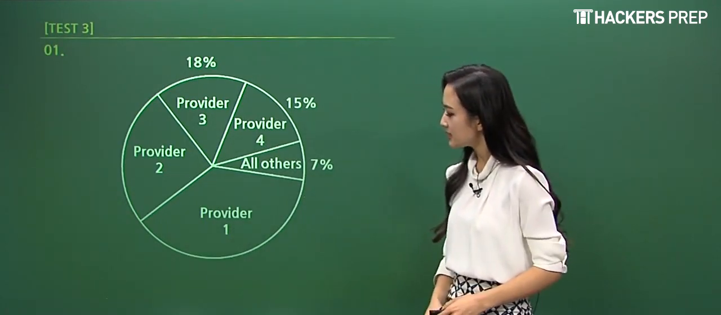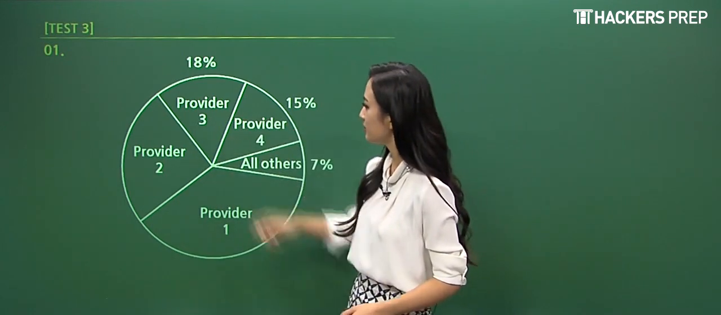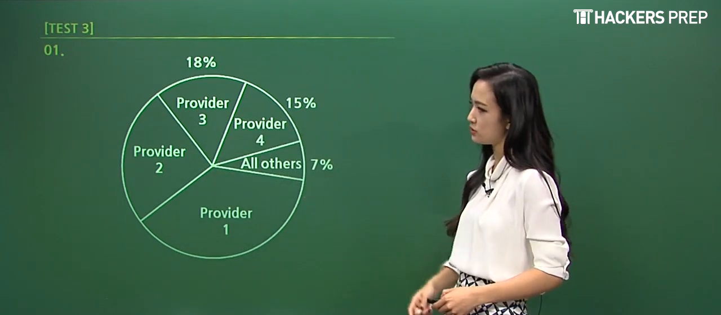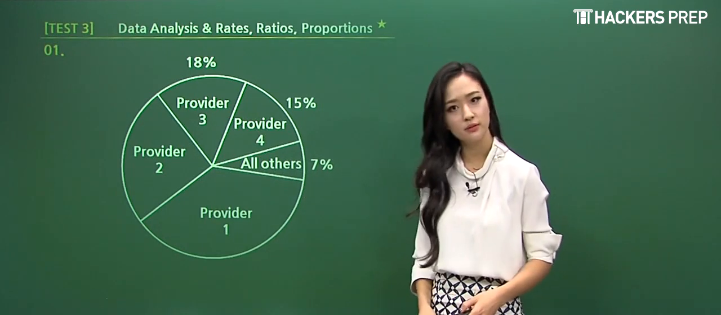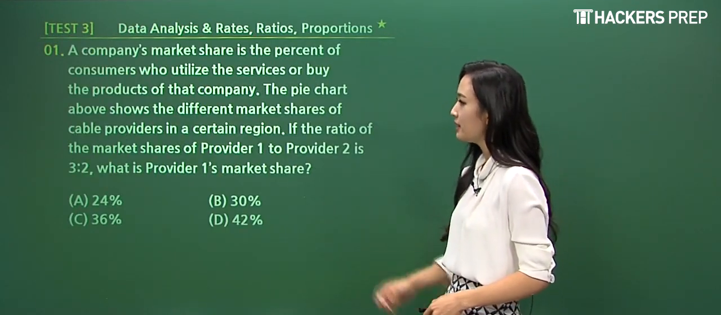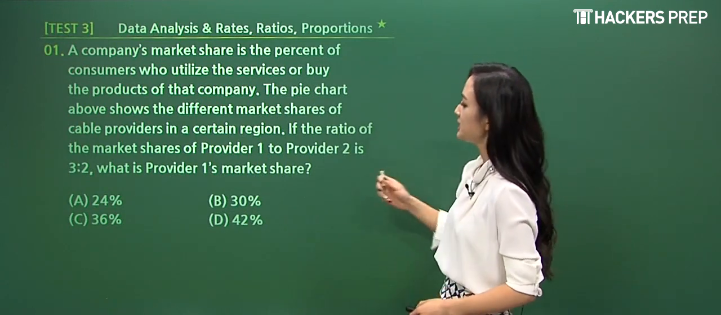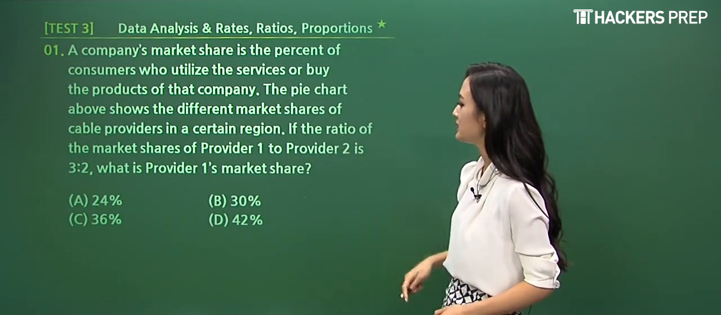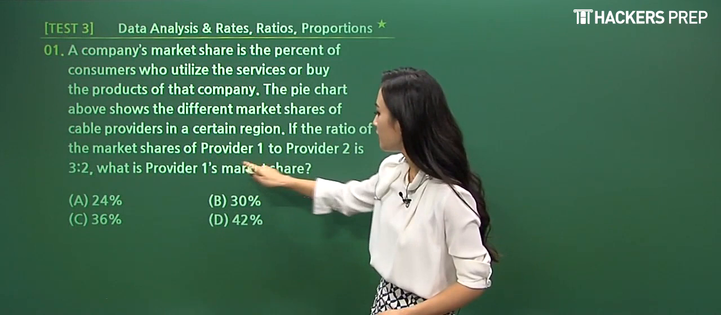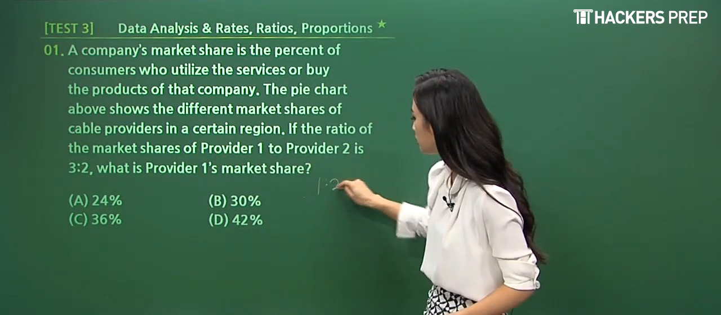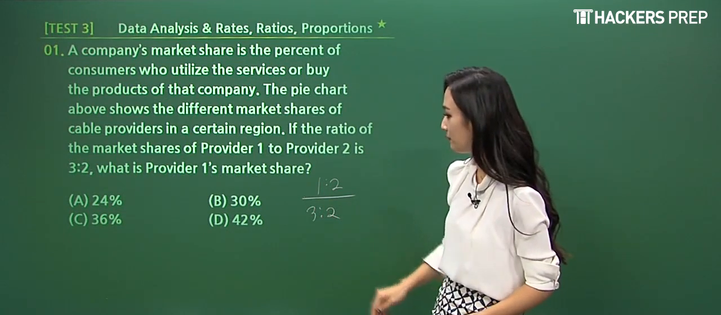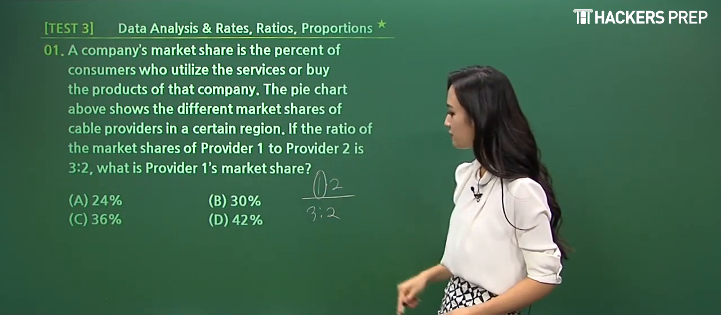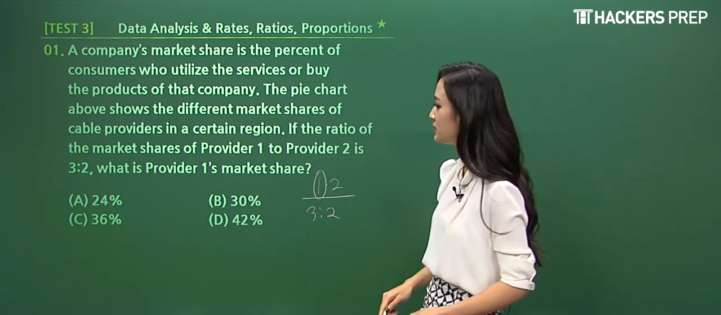So we're given a basic pie chart and it's representing the 3 percentages of the individual providers. And it's involving the concept of basic ratios and proportions, right? And what are they asking for? A company's market share is the percent, and all we have to do is look at the very last part. The share of 1 to 2 is divided into a ratio of 3 to 2. And what are they asking for? The specific percentage referring to provider 1's market share.